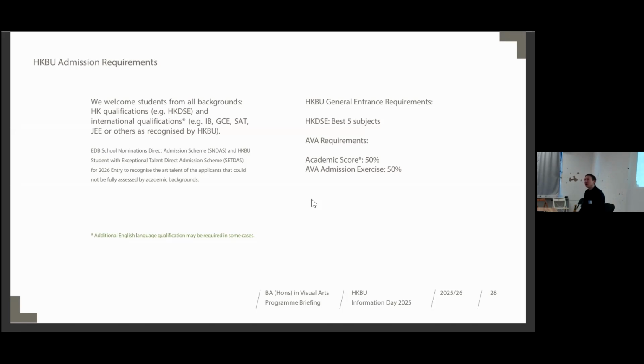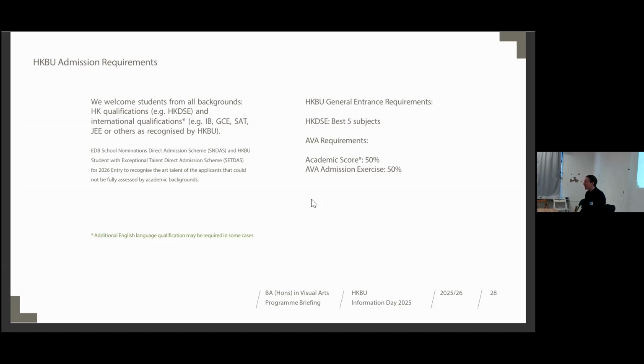We also have special admission schemes, the School Nomination Direct Admission Scheme and the Student with Exceptional Talent Direct Admission Scheme. This is where we hope to capture exceptional students who may not have done so well academically, so that we may not have been so competitive. So this is a case where your school can nominate you as a school nominee, or if you want to self-nominate as special talent, you can bypass the academic score in that route. But make sure that you have the special talent that you can demonstrate, like you showcased your work in some major platform, like a major exhibition, or you've been recognized in some way.